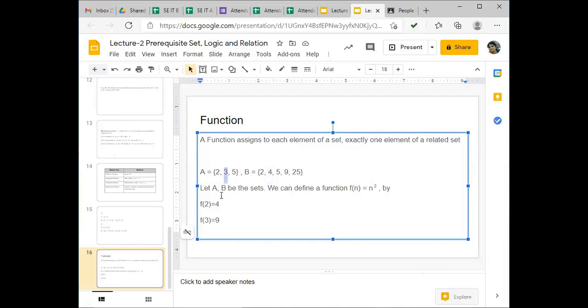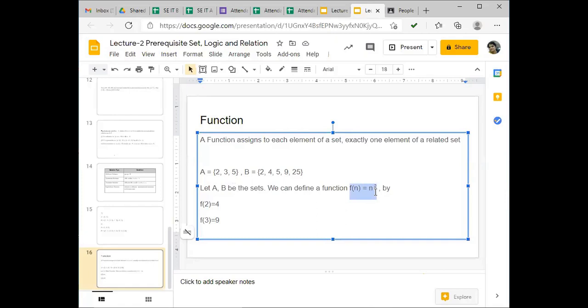So, what is F of 3? It is 9. What is F of 5? What is f of 5? 25. Yes. Okay. Square of the element. Okay. This is how it is defined. There are different functions. One-to-one function, onto function and all. We will not go into that in depth.